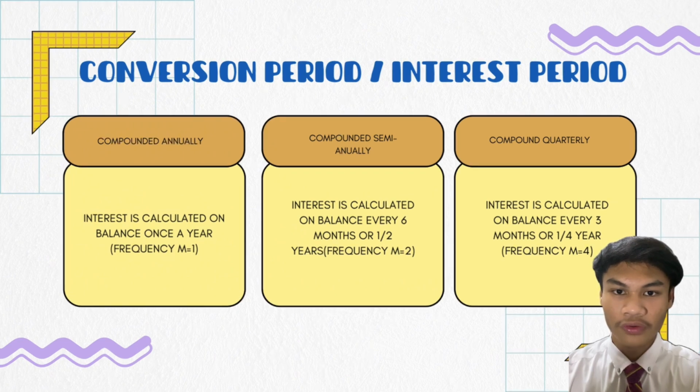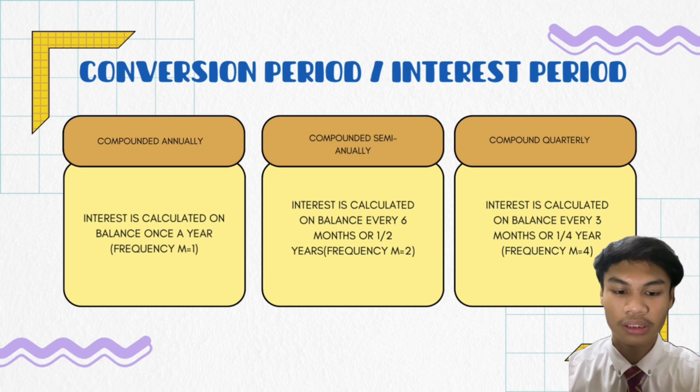Next, we have conversion period or interest period. This topic has 6 time periods that we need to know. The first one is compound annually. The interest is calculated on balance once a year. The frequency M equals 1. Next, we have compound semi-annually. The interest is calculated on balance every 6 months or half a year. The frequency M equals 2.